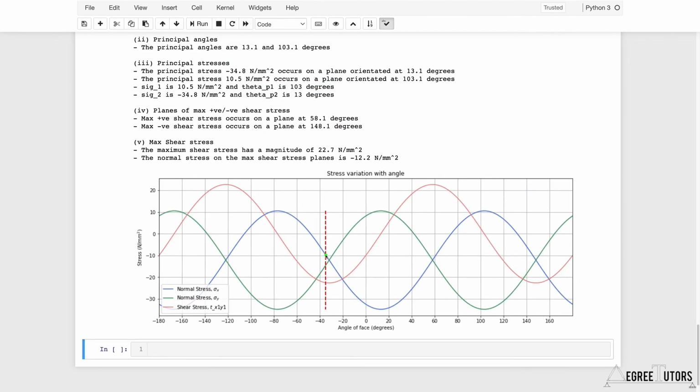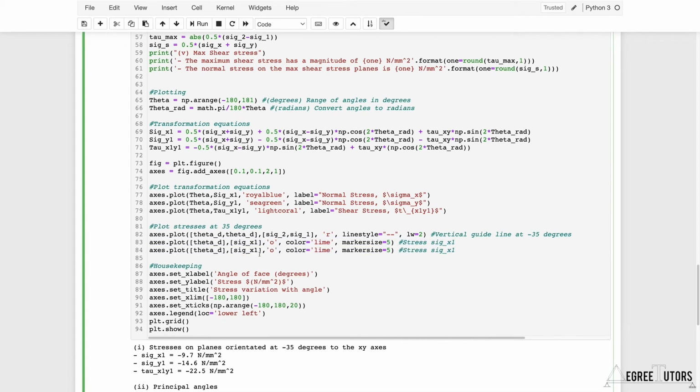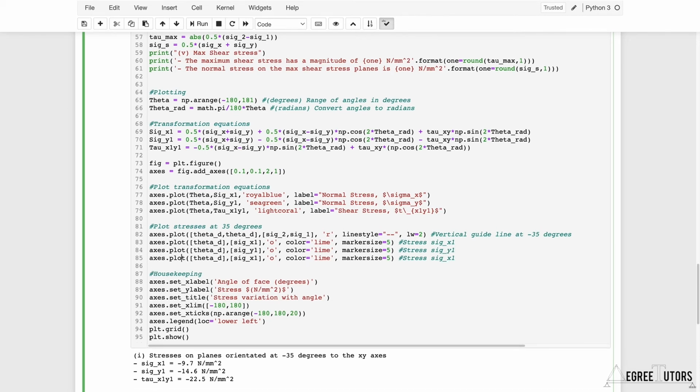You can see that the point that we have calculated to be sigma x1, right? It turns out, of course it turns out, that it lines up exactly on our plot here for sigma x1. All right, now what else are we doing? Let's plot sigma y1. Take this, copy it, and this time we'll have sigma y1. And while we're at it, let's just in one hit plot tau x1 y1. Tau x1 y1. Right, run that.